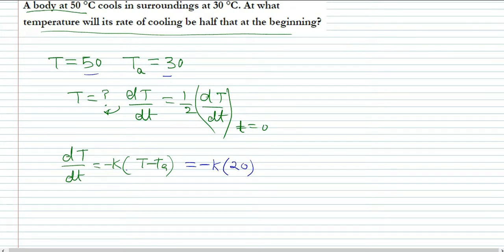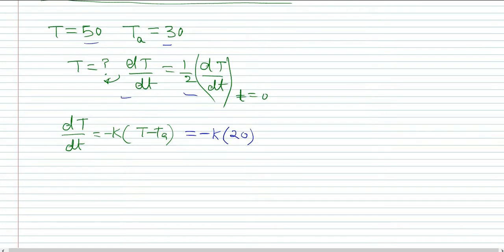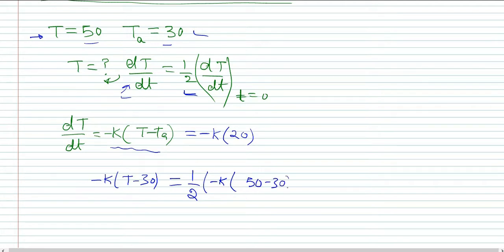All right, now we had to find dT/dt such that, let's write this formula on the left side, and on the right side we will expand it in terms of this and multiply by half. First this will be minus k (T minus 30), because the ambient temperature is 30. Now half of dT/dt at t equals 0. At t equals 0, what will be the temperature? Initially the temperature is 50, so half of minus k (50 minus 30), right?